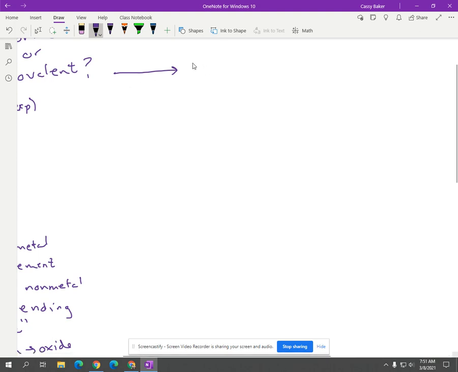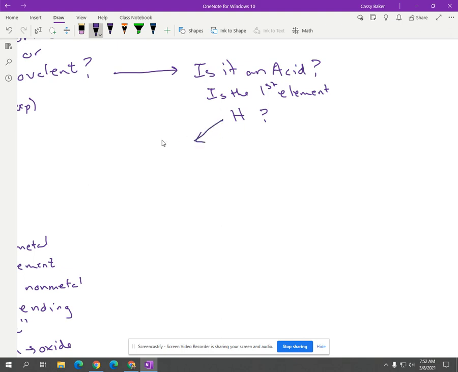So on the covalent side, your first question is, is it an acid? Now, for Chem 1, here's how we distinguish whether or not a covalent compound is an acid. So your question is really, is the first element hydrogen? Okay, so this side is going to be our no, and this side's going to be our yes.